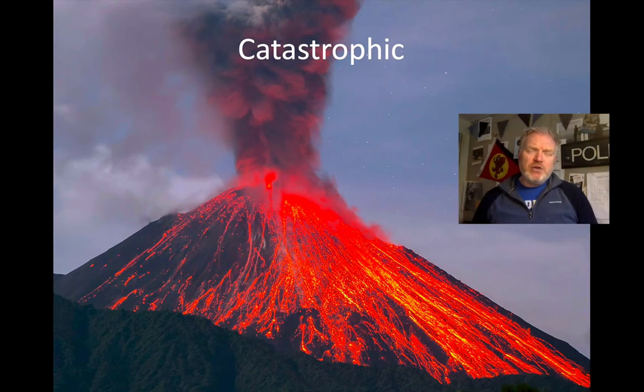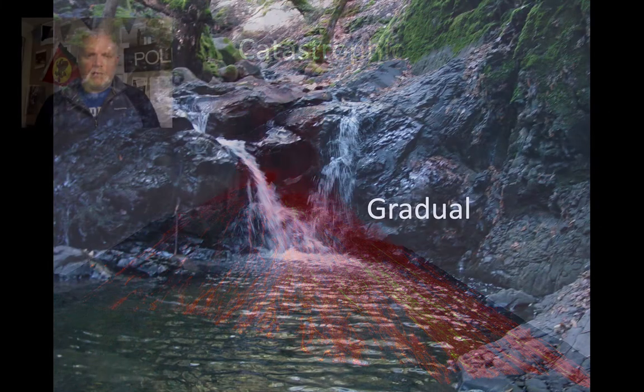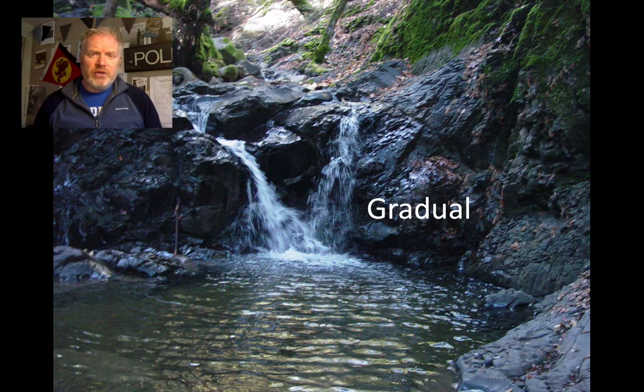Okay, I also asked you to complete what's in a word. So let's just quickly go through what the words mean. We have catastrophic, which means a very sudden event, one that happens in a short period of geological time, like the eruption of this volcano. Gradual, on the other hand, means a process that takes a long time. It'll happen slowly, little bit by little bit, like, for example, the erosion of rock at this waterfall.